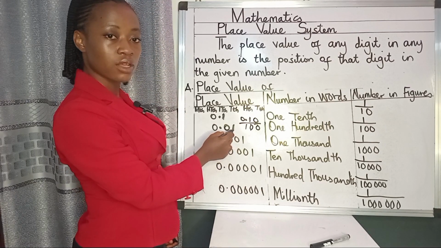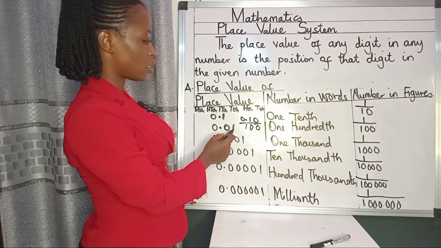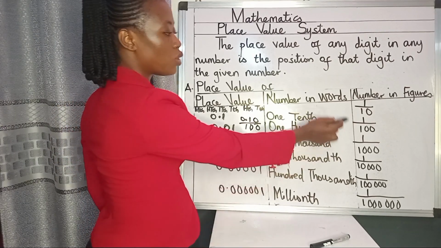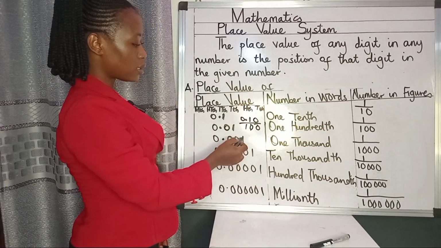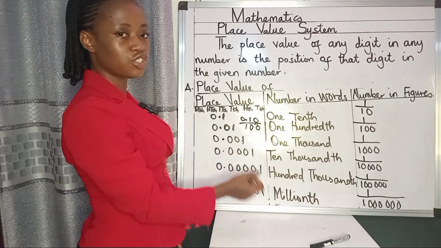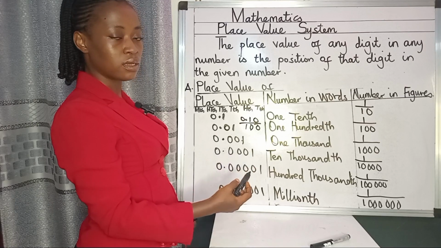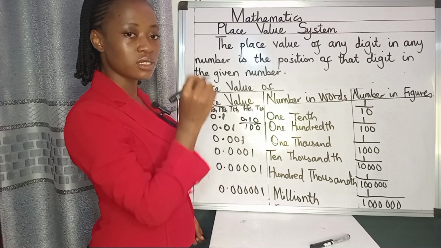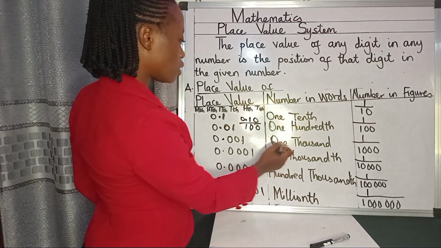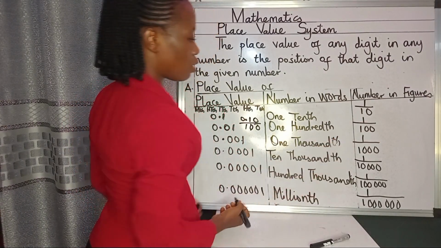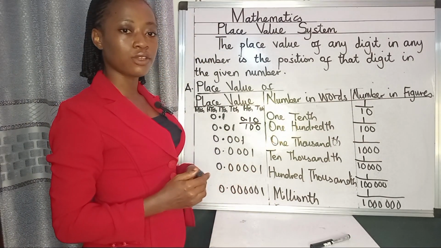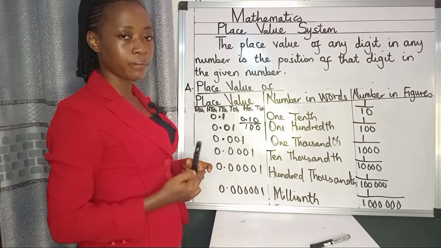If you're looking for the place value of the second digit, the place value of the second digit is hundredth. That is 1 over 100. Same as when you're looking for the place value of the third digit, the fourth digit, it keeps on going like that. And remember, you'll be adding th at the end of each value. So like this is 1000. So this is how to get the place value of decimal numbers.